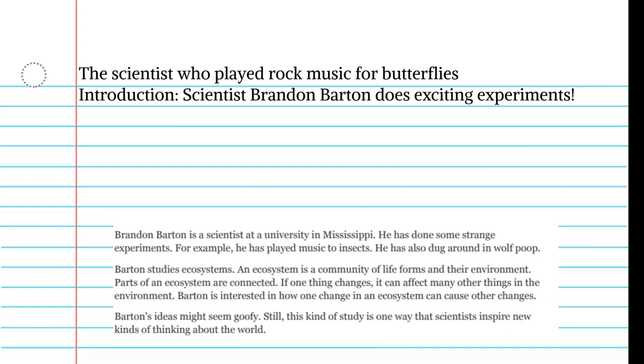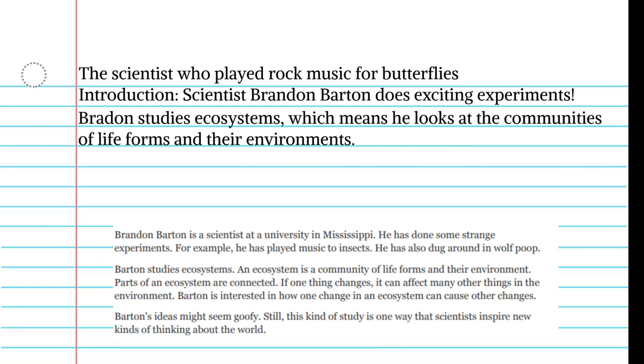Let's look at the next paragraph to see what we can add to this introduction summary. The next part goes on to talk about the part of science that Brandon studies, and he studies ecosystems. Now, I definitely want to include this in my summary, but I don't know what ecosystems are, or I might not remember, so I definitely want to include the definition that's given in the article here. Let's add that sentence to our writing now. In our next sentence for our summary, let's write, Brandon studies ecosystems, which means he looks at the communities of life forms and their environments.